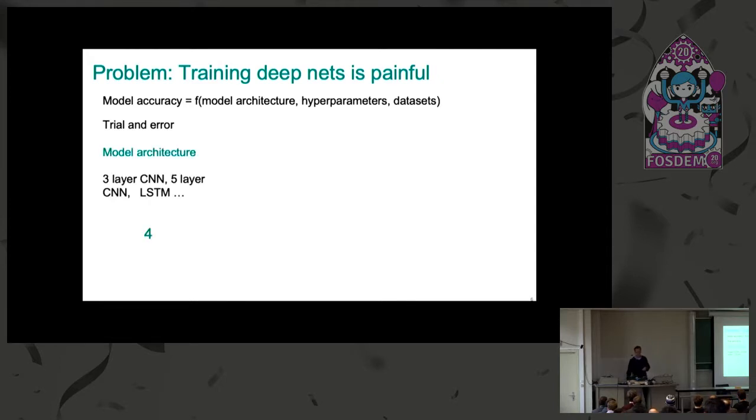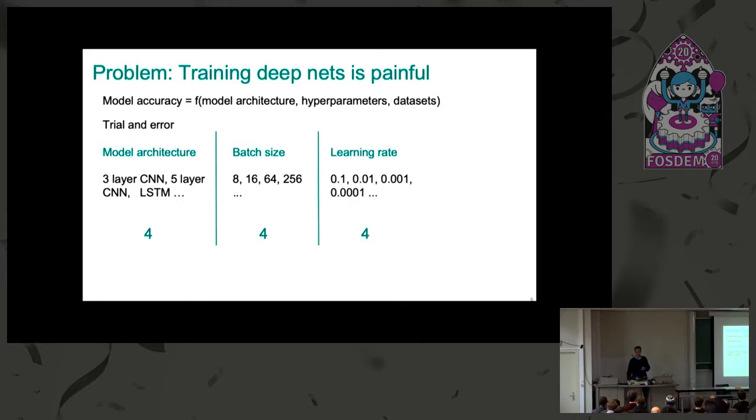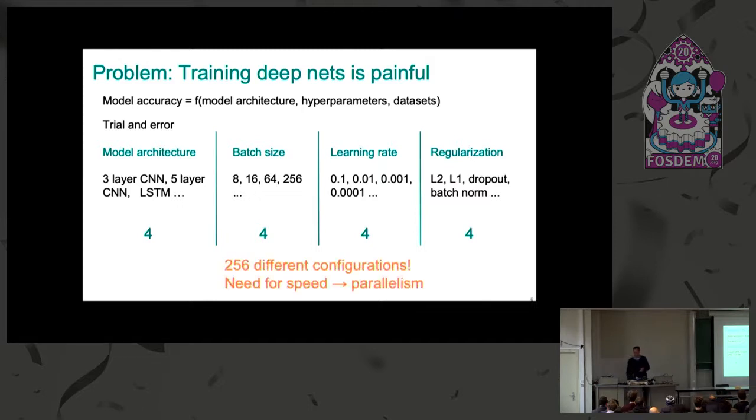So just as an example, let's say that we have four model architectures that we're interested in. We have four different batch sizes we're interested in. We want to try four different learning rates, and we want to try four different methods of regularization or smoothing. Well, already we're up to 256 different combinations. So if you're training all of these models one at a time, it's going to be extremely expensive. It's going to take a long time. So there's definitely a need for speed here, which means work in parallel. And working in parallel means we're talking about distributed compute systems.